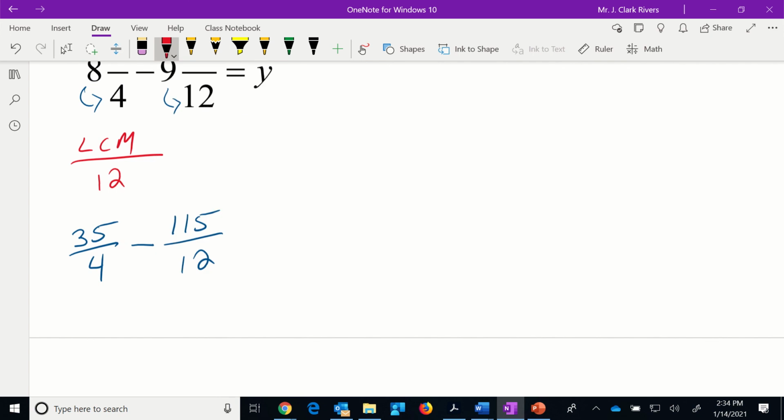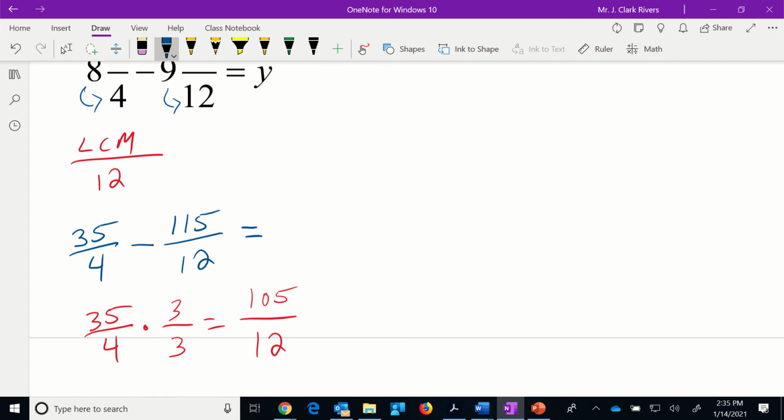Now remember we said we had an LCM of 12. So what I've got to do is take my 35/4. I've got to multiply it by something to give me a denominator of 12. 4 multiplied by 3 gives me a denominator of 12. 3 goes in the numerator as well. 35 multiplied by 3 gives me 105.